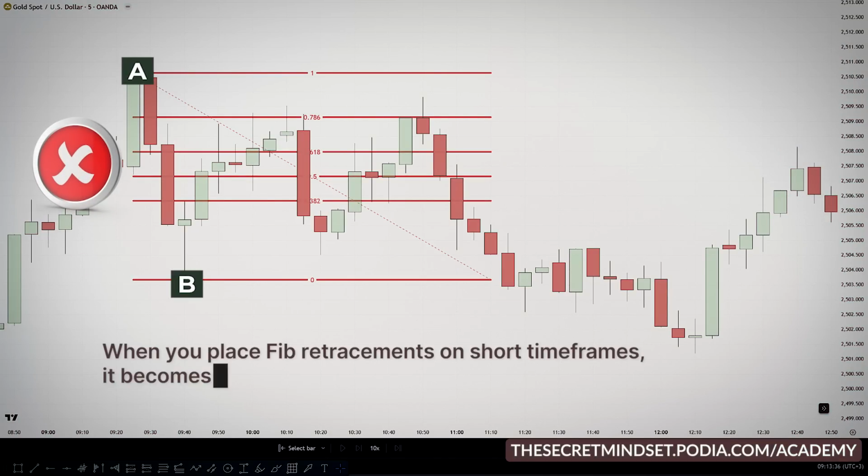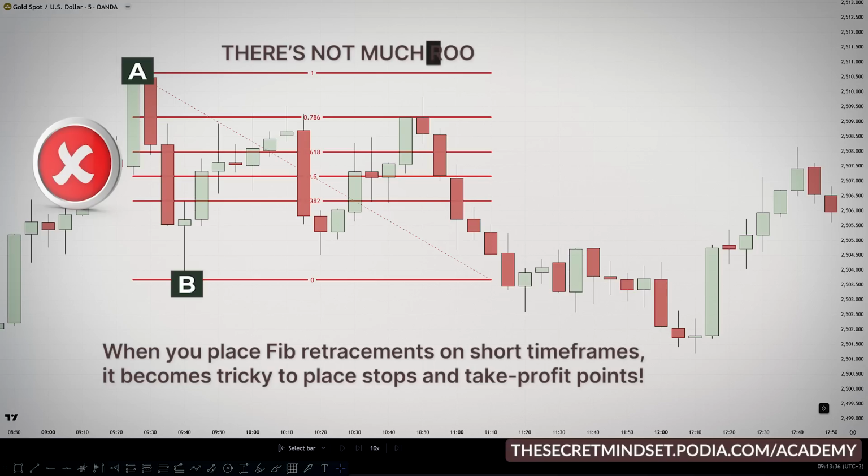Stops and take profit points are key for managing your trades. But when you use Fib retracements on short time frames, it becomes tricky to place these effectively. The retracement levels are so close together that they create narrow confluences. This means there's not much room between levels, making it hard to set stops that protect you from normal market noise, while still giving your trade room to breathe.